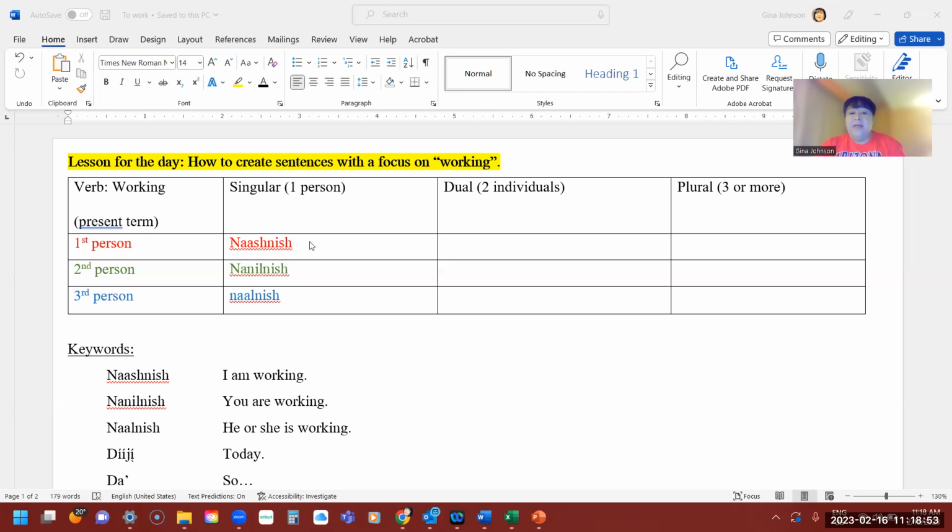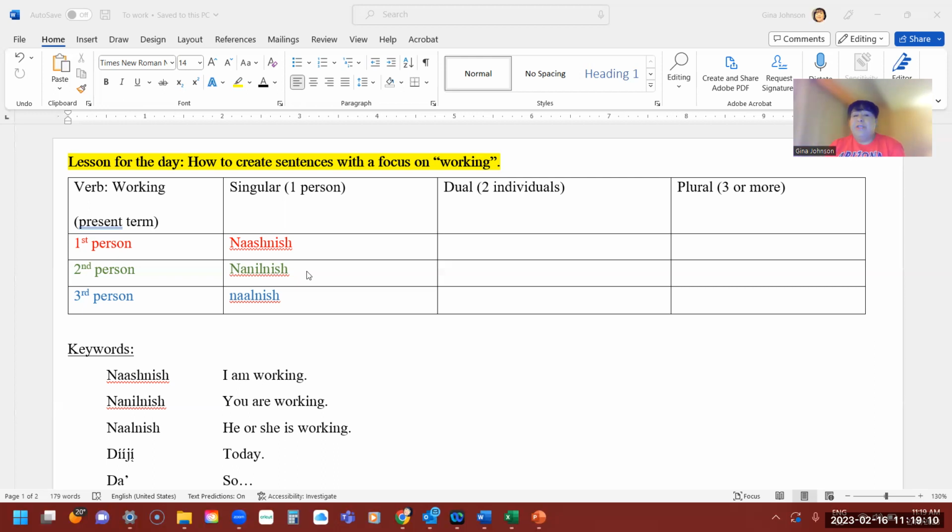Noshnish. Second term is you telling second person. Me telling someone that I'm interacting with, I will say nanilnish. Nanilnish. Working. You're working.